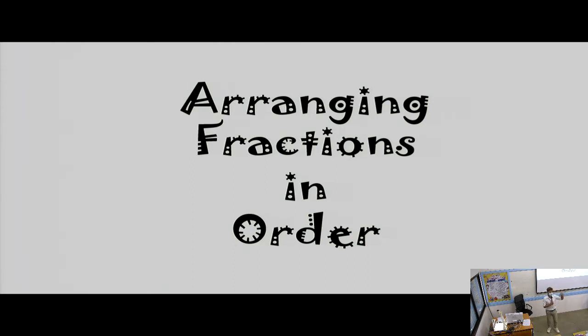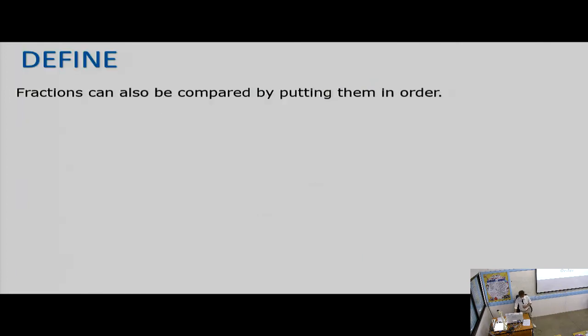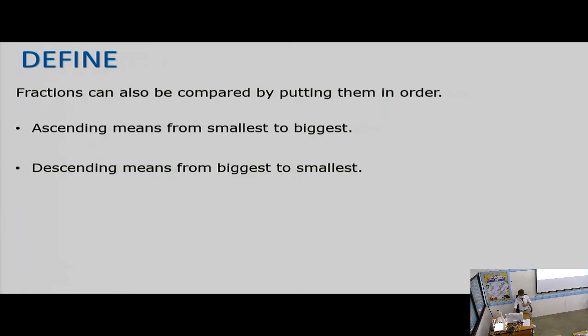Descending. Okay? And lowest to highest is ascending. So again, remember, there are 2 ways to arrange: the ascending order and the descending order. Ascending is from lowest to biggest, and descending is biggest to smallest. Ascending is also called increasing.